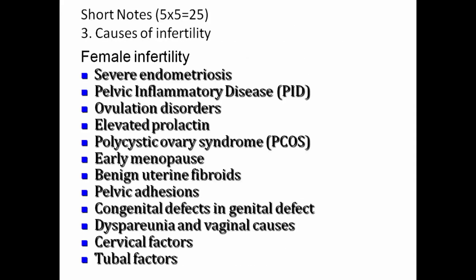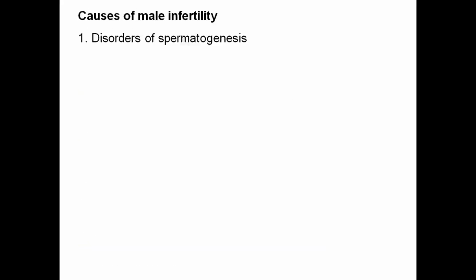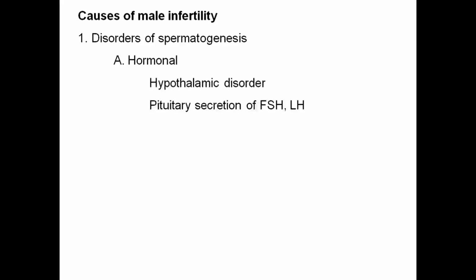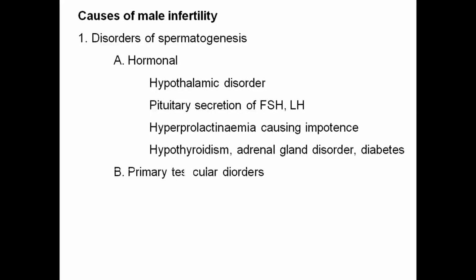Causes of infertility. Female infertility: severe endometriosis, pelvic inflammatory diseases, ovulation disorders, elevated prolactin, polycystic ovarian syndrome, early menopause, benign uterine fibroids, pelvic adhesions, congenital defects in the genital tract, dyspareunia and vaginal causes, cervical factors and tubal factors. Male infertility causes include disorders of spermatogenesis like hormonal hypothalamic disorder, pituitary secretion of FSH and LH, hyperprolactinemia causing impotence, hypothyroidism, adrenal gland disorder, diabetes.